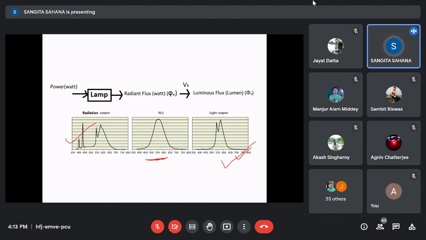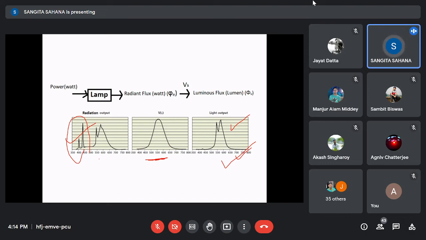Okay, now for a lamp whose radiation matches with this V lambda nature, the maximum part will fall under the visible part, and that will be more energy efficient. We can utilize more of the electrical energy, right? So from this light source we can use only a small amount of energy like this. Other than these are all wastage, right?